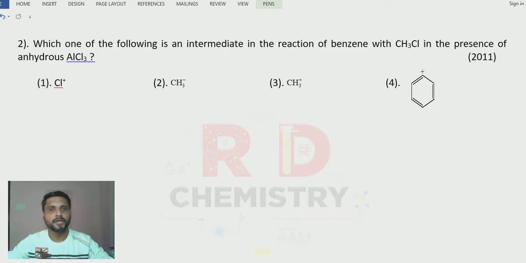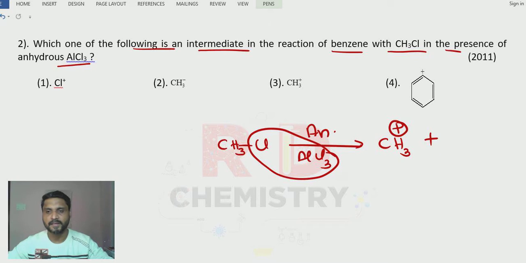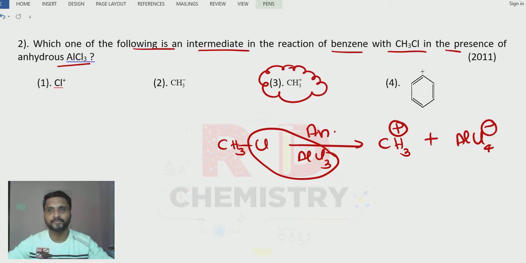Question number 2. Which one of the following is an intermediate in the reaction of benzene with methyl chloride in the presence of anhydrous aluminum chloride? This is a Friedel-Crafts alkylation wherein methyl chloride reacts with anhydrous aluminum chloride, AlCl3, which acts as a Lewis acid, and then produces CH3 plus, the methyl carbocation electrophile, and AlCl4 minus forms. Therefore, the answer is option number 4, CH3 plus, the electrophile generated.